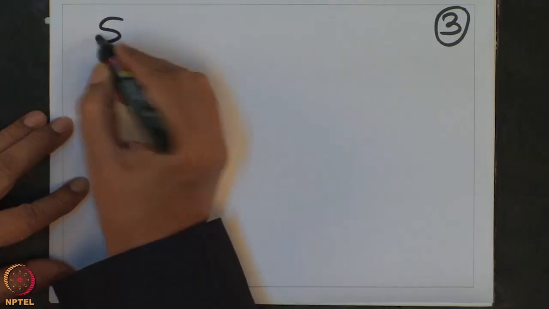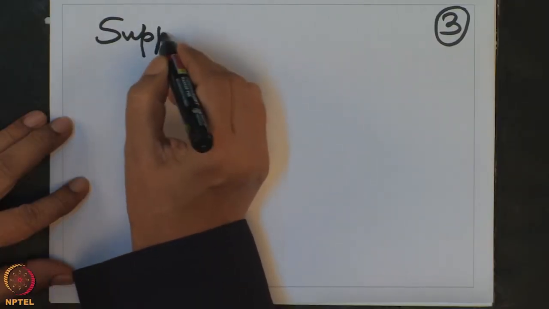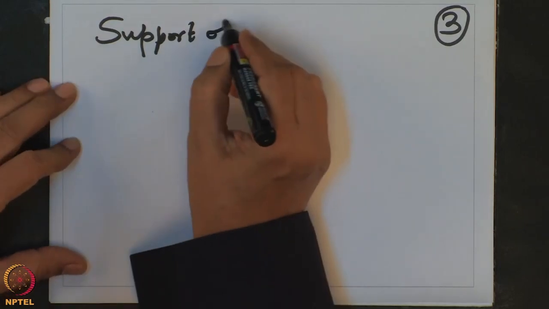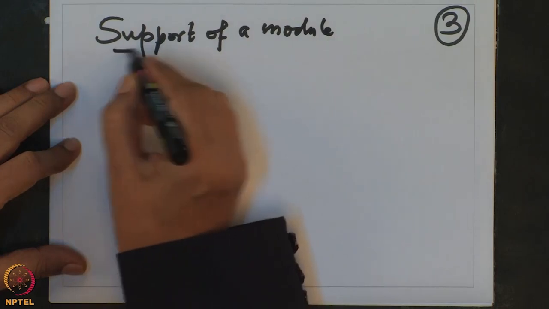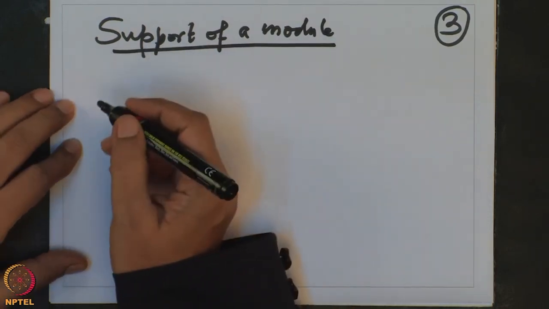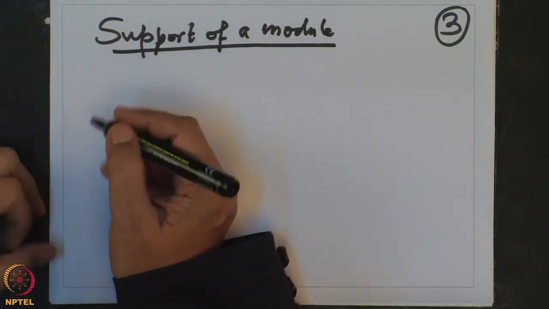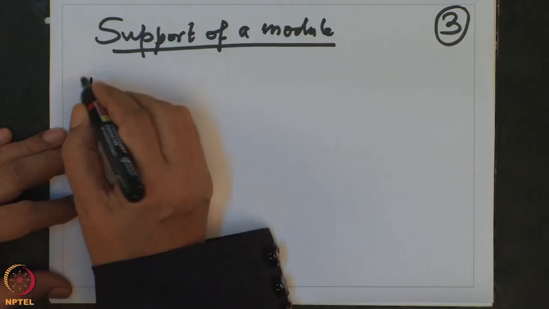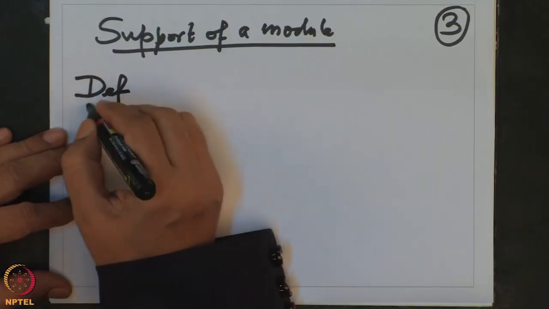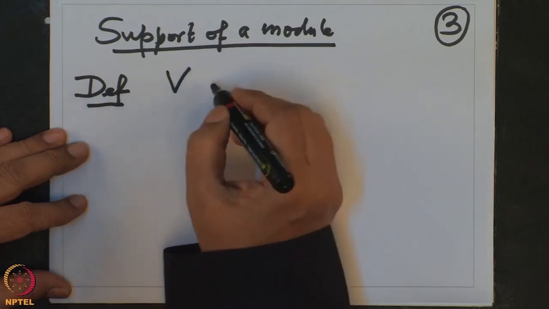Now we come to the support of a module. The support of a module and the set of associated prime ideals of a module are very closely related. They are not exactly the same, but they are very closely related. And what is the close relation, that we will find out now. So first of all, let us give the definition. V is an A module.